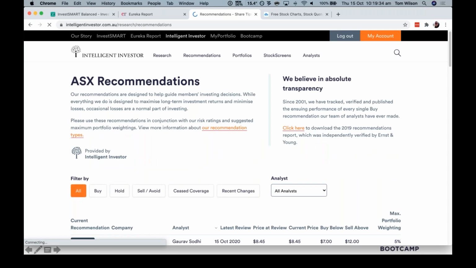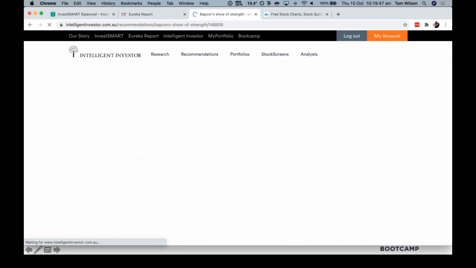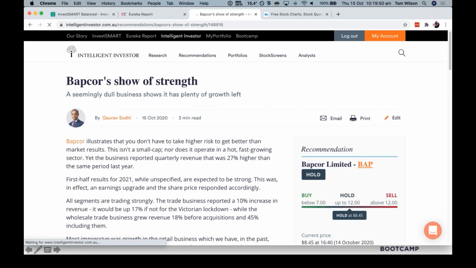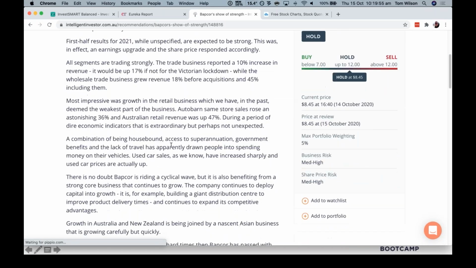So the latest ones, for example, Gaurav updated one on the 15th, so that's this morning, and that was for Bapcor, so BAP. So he's saying it's a hold, and you can click onto that, and no doubt he has a 3 minute read, and he's written, I guess, his argument for his recommendation.